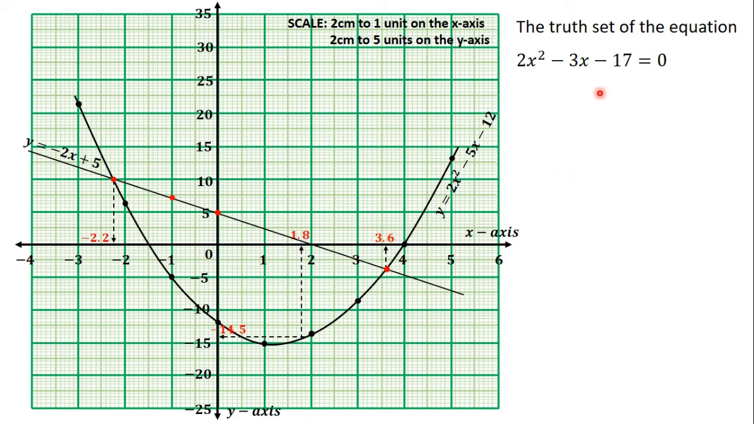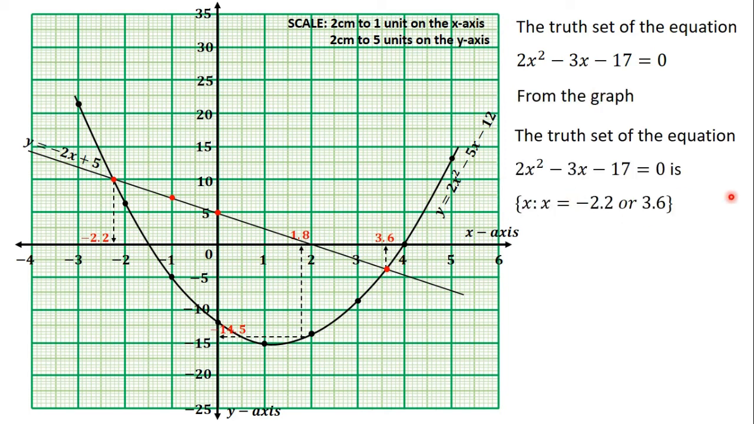But the question said we should write our answer as a truth set. So we can say that from the graph, the truth set of the equation 2x squared minus 3x minus 17 is equal to 0 is s is such that x is equal to minus 2.2 or 3.6.